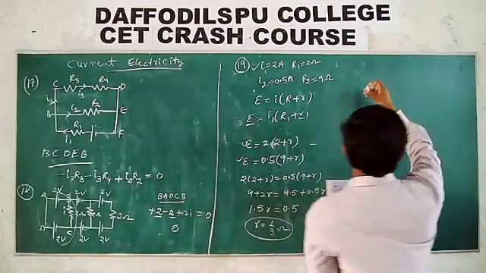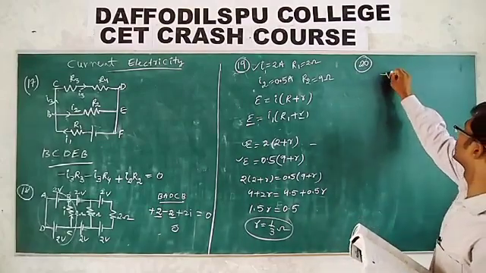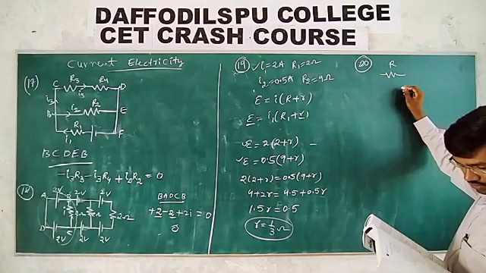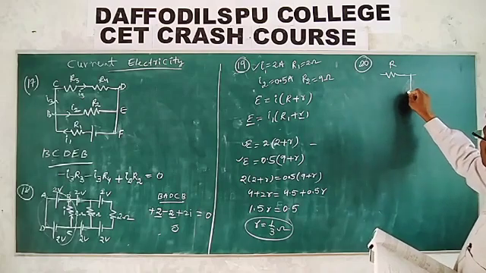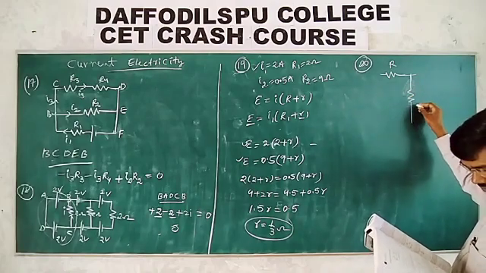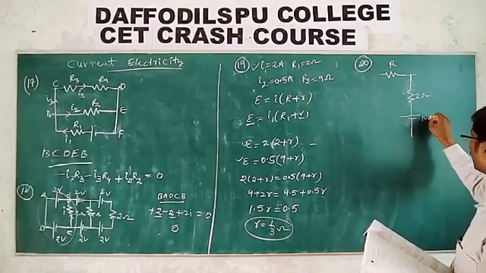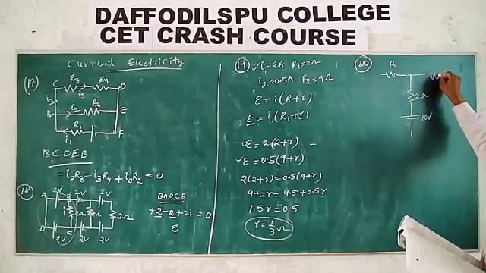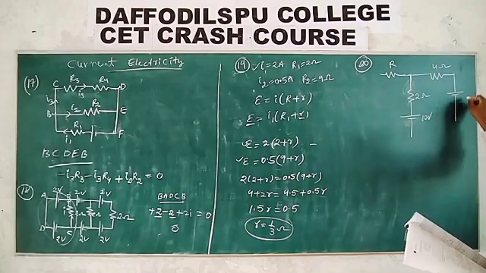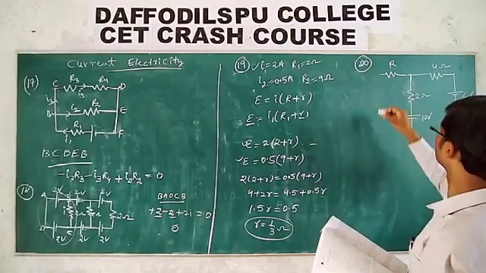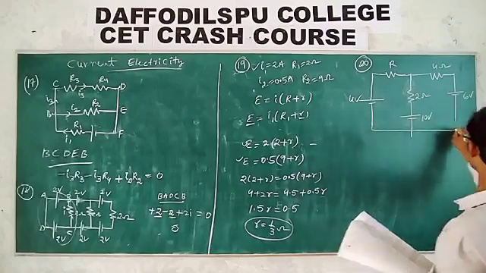Let us see question 20. They give a circuit here with R, here a 2 ohm resistor, and here it is a 10 volt cell. Here a 4 ohm resistor is given, and here a 6 volt cell. Even here also a 4 volt cell is given, and this is R.